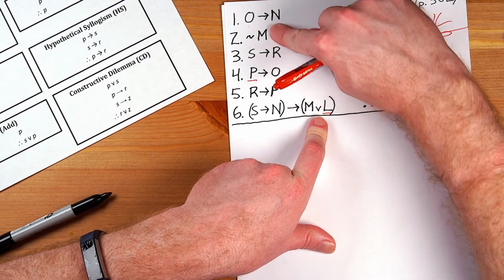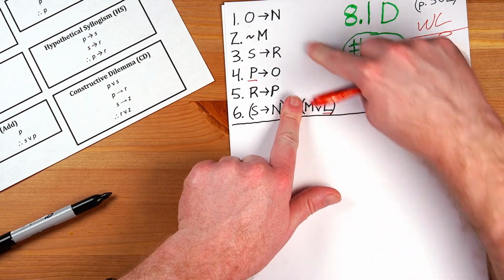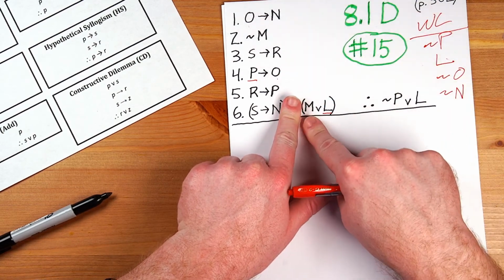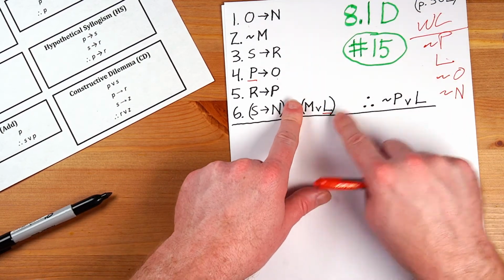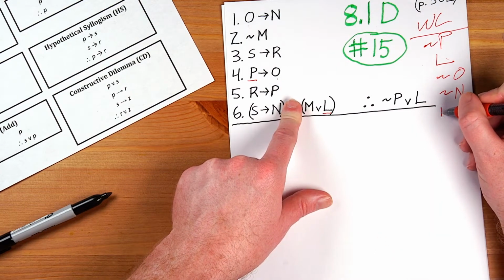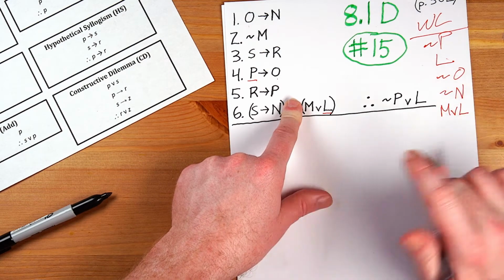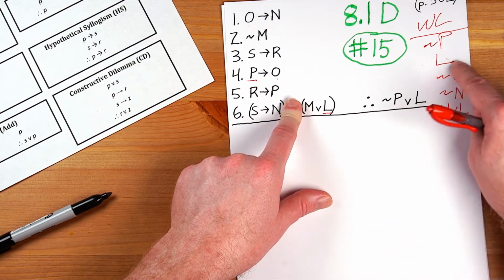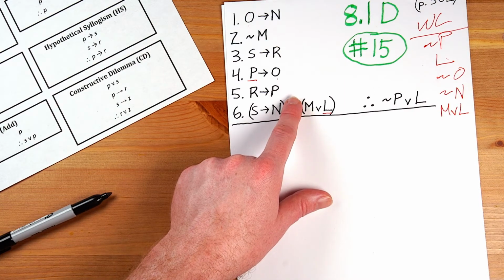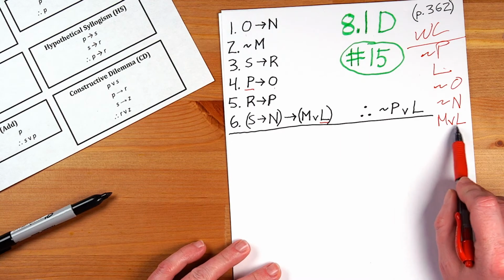Because look at number 2, we have not M. So if we just had this part, we could do not M disjunctive syllogism on 6, and that would give us L. So that would be nice. So we could put that on our wish list. M or L. If we just get that all by itself, we could then get L with line 2, disjunctive syllogism. So how could we get this?